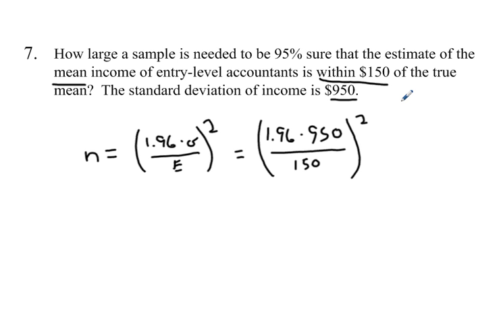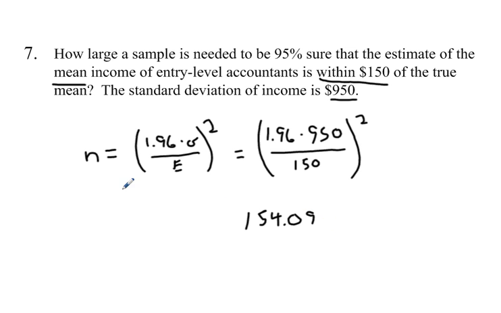So please do that calculation. I'm going to do it as well. So 1.96 times 950 divided by 150. If you do that first part, you should get about 12.4. Once you square it, here's what the calculator gives you, 154.09.